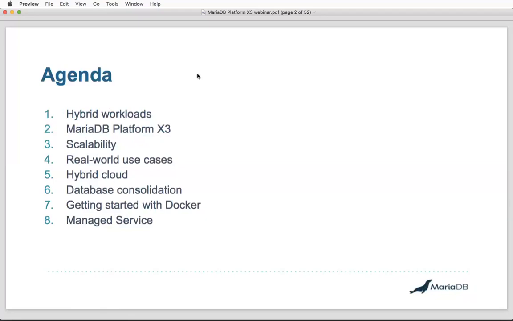We have a fair amount of material to cover. We'll talk a little bit about what it means to have a hybrid workload. We'll walk through the architecture of MariaDB platform, highlight the importance of scalability, especially with respect to analytics. We'll talk a little bit about how MariaDB customers are taking advantage of hybrid workloads today, what it means for hybrid cloud, opportunities for database consolidation, and for all of those of you who are eager to get started, we make that really easy with Docker, and we'll talk about that. And if we have some time, we'll talk about the managed service we announced as well. However, I do want to try and leave at least 10 minutes for Q&A at the end.